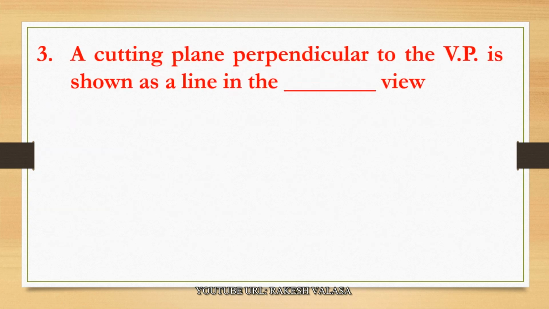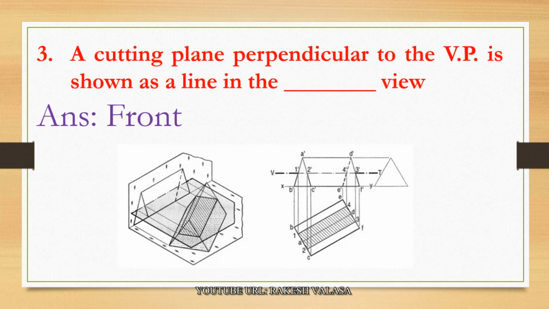Question number 3. A cutting plane perpendicular to the VP is shown as a line in the dash view. The answer is front view. You can see this image. Here I have taken this triangular prism. This solid makes an inclination with the vertical plane and is parallel to HP. Here I have taken one sectional plane. This is perpendicular to the vertical plane and parallel to HP.